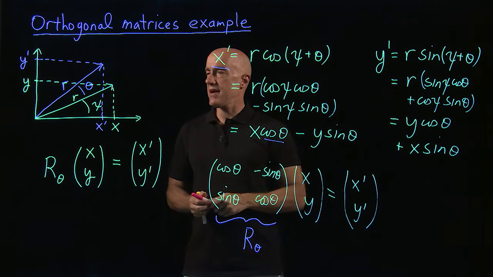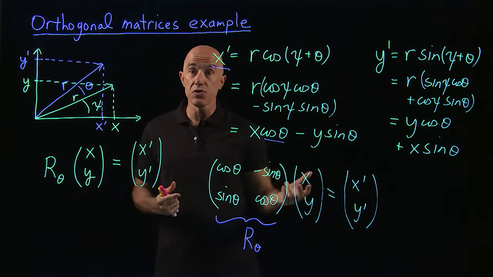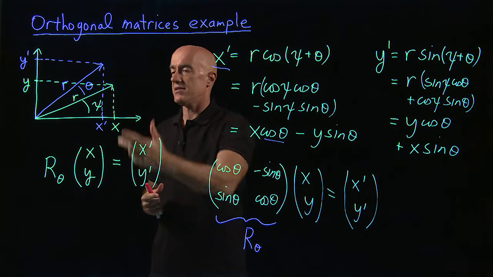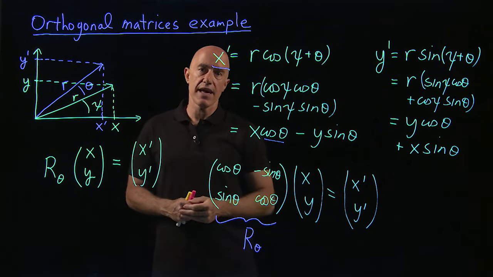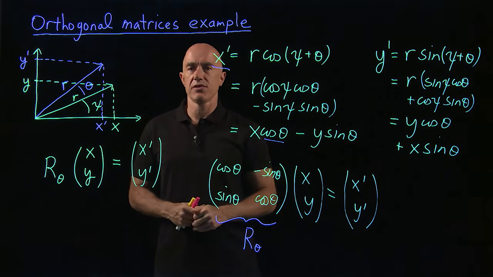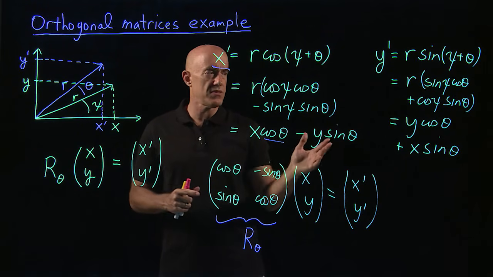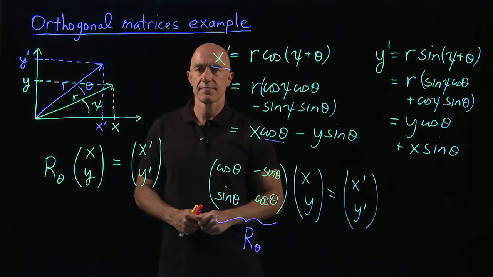Okay, so in this example, I've showed you how orthogonal matrices can do very nice things. In this case, an orthogonal matrix can rotate a vector through an angle theta. Orthogonal matrices are used in a lot of situations in engineering and in numerics.